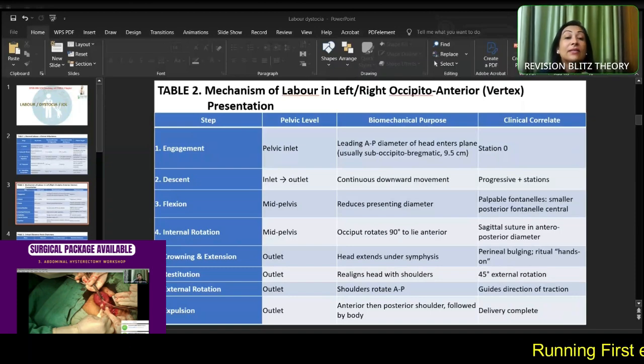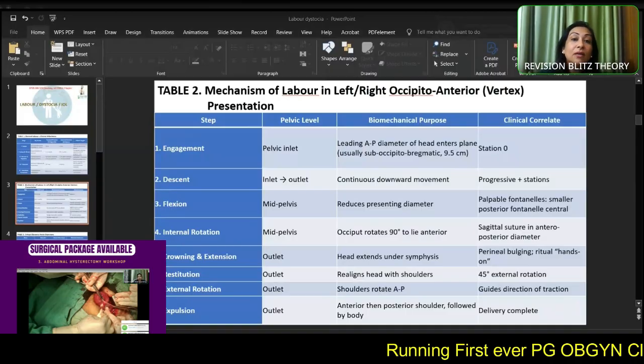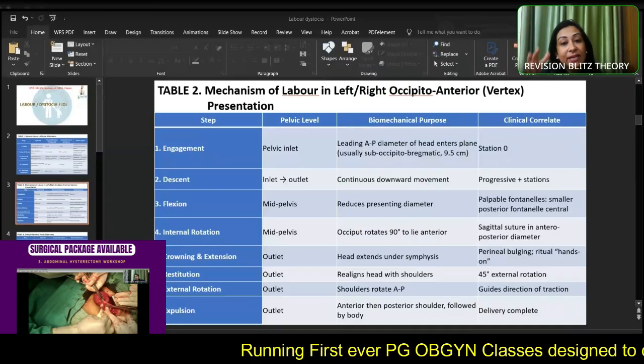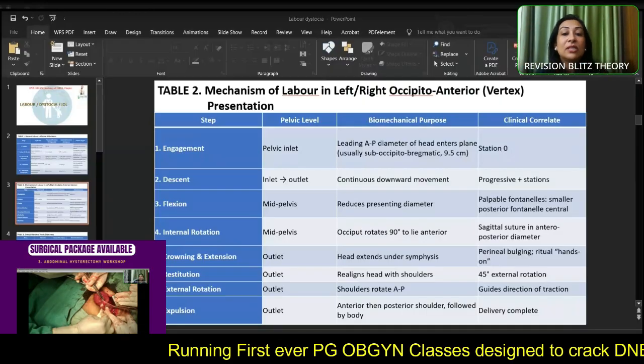Okay. Yeah, guys, coming back. So engagement means the leading AP diameter of the head enters the pelvic plane. That's one. Descent means continuous downward movement, and with every descent, there is ongoing flexion, so reducing the presenting diameter.